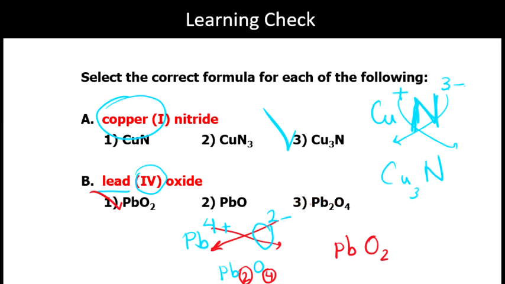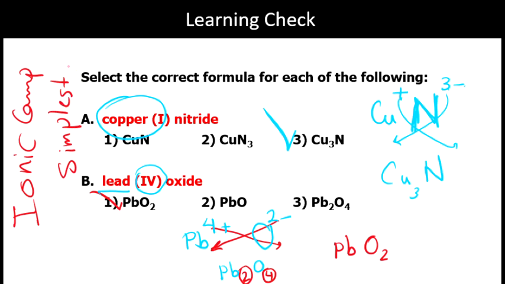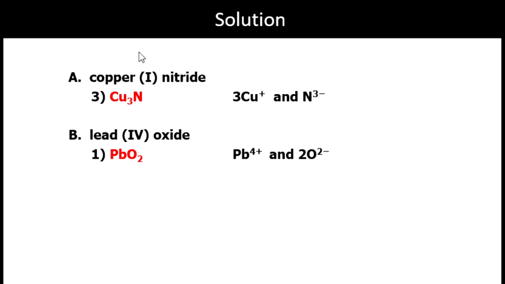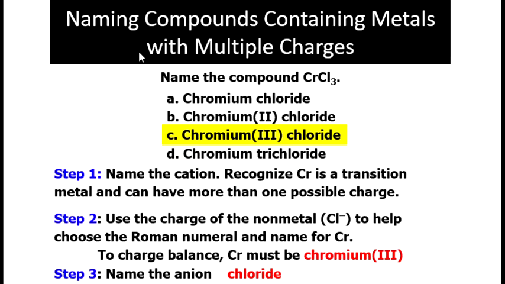Please never pick the unsimplified one. It's incorrect. Always simplify it when you have ionic compounds. So I'm going to write it here. Ionic compounds, we need to have the simplest ratio between atoms, between charges, between numbers. So we already talked about this.